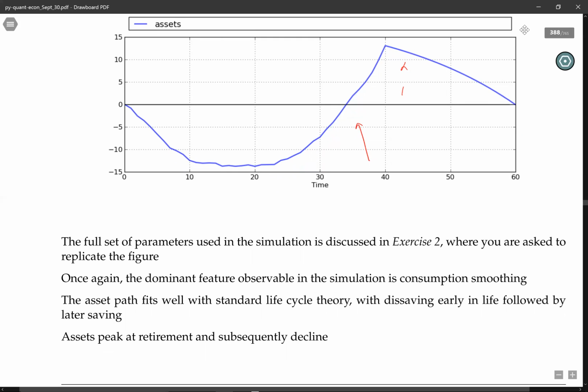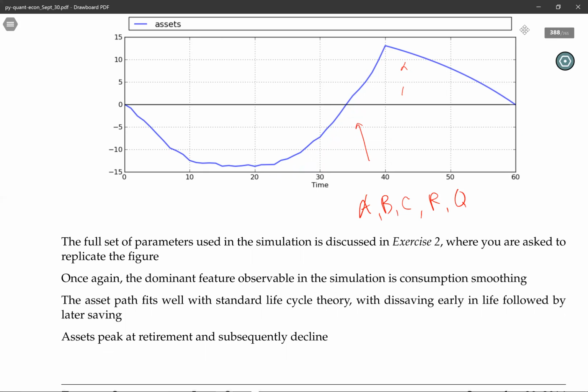So all of these things were computed by taking an A, a B, a C, an R, and a Q appropriately to capture the income processes and the preferences that we wanted, and then we computed what the optimal thing was to do. So this is a compact and very efficient way to actually go beyond what even Milton Friedman did.